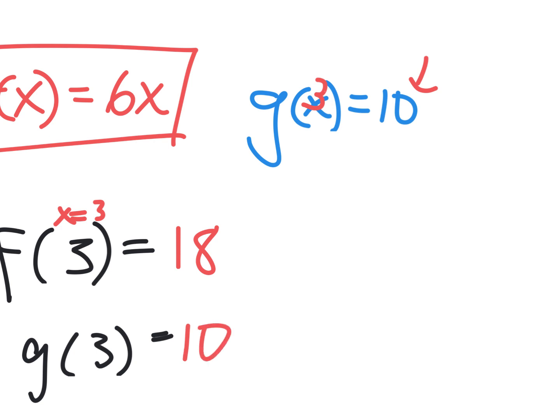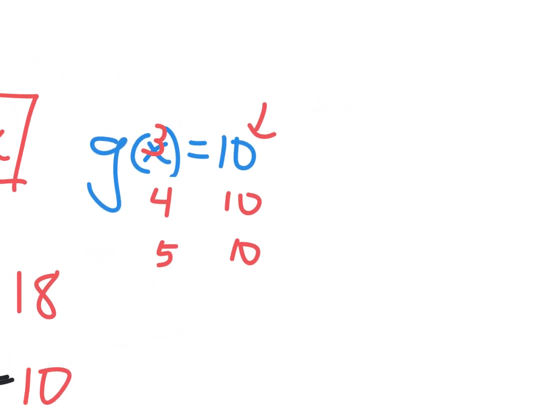So again, if I stick in 3, I get 10. If I stick in 4, I get 10. If I stick in 5, I get 10. And some people feel like that's not a function. It's a function, because it would pass the vertical line test.